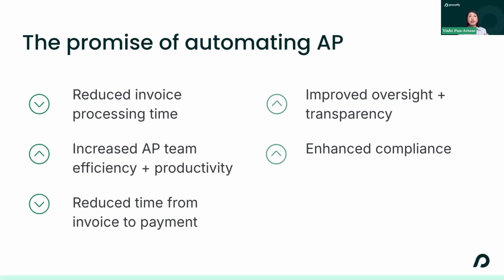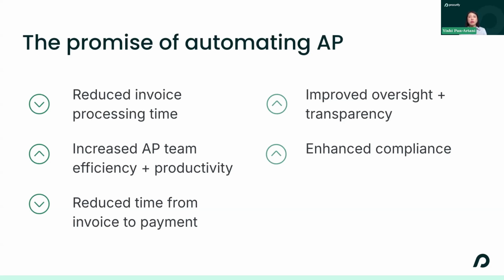Increase AP team efficiency and productivity. By automating these routine tasks, the AP team can move faster and use the time saved to focus on higher value activities. Like Josh said, they're specialists. Reduce time for invoice payment. Speeding through processing and matching means the payment can be made on time, if not early, fostering stronger vendor relationships and potential discounts.